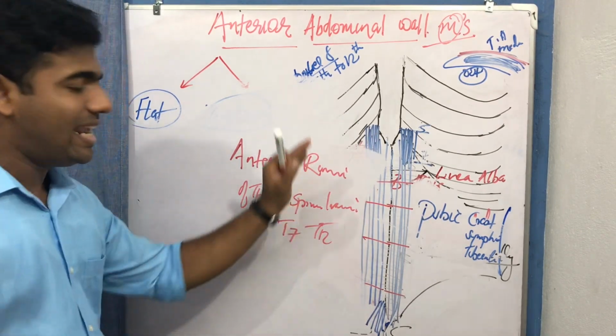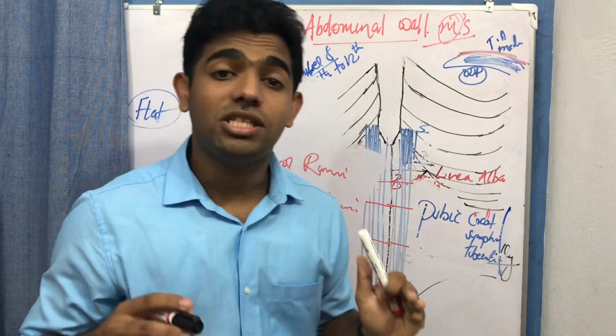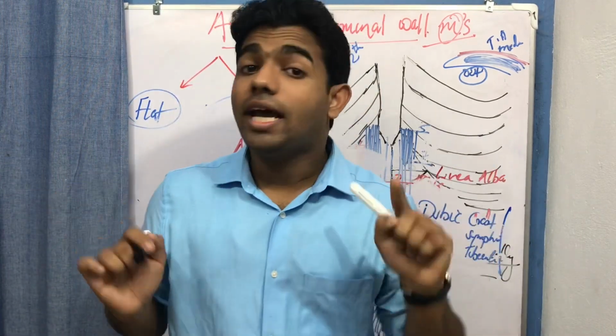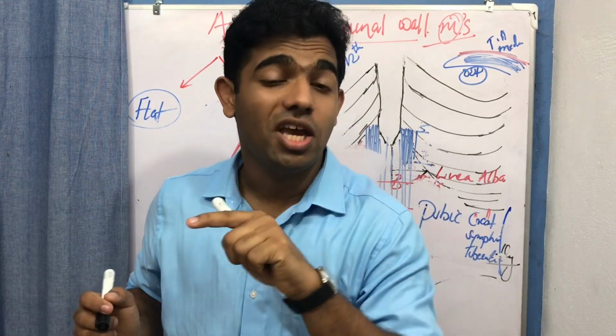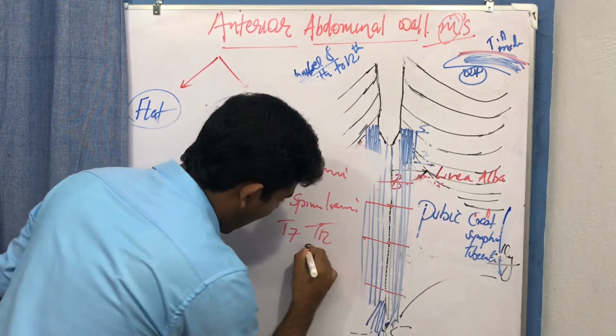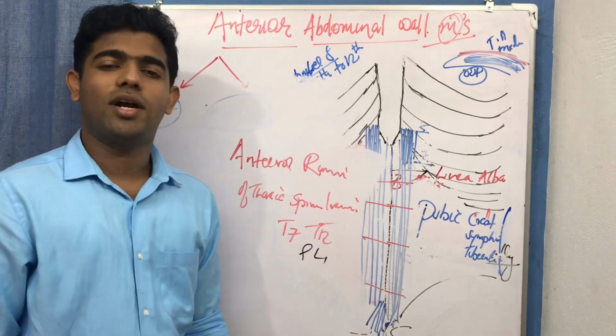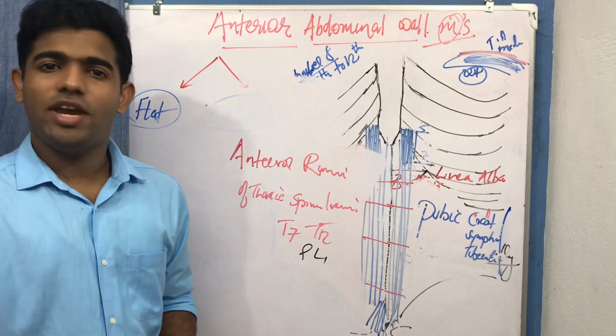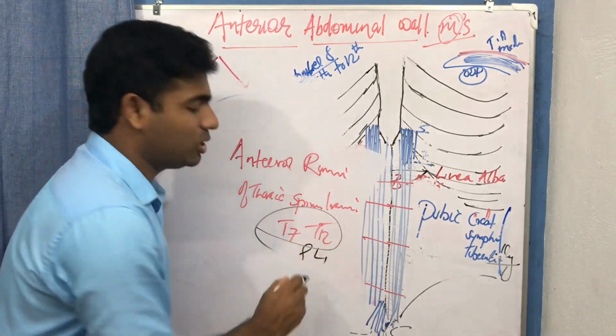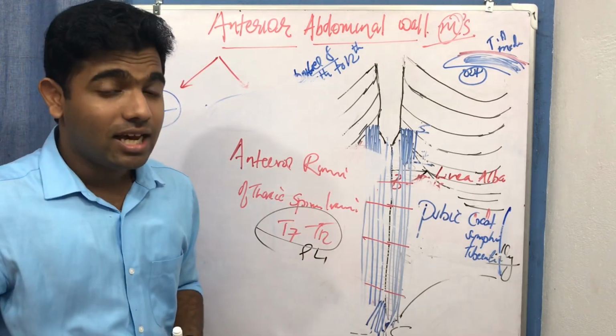Clear? Only in internal oblique and transverse abdominis, where I have told you there is an origin from the thoracolumbar fascia, you have to add L1 also, the lumbar 1 spinal nerve. Otherwise, you have to just remember T7 to T12. Can I repeat it again?